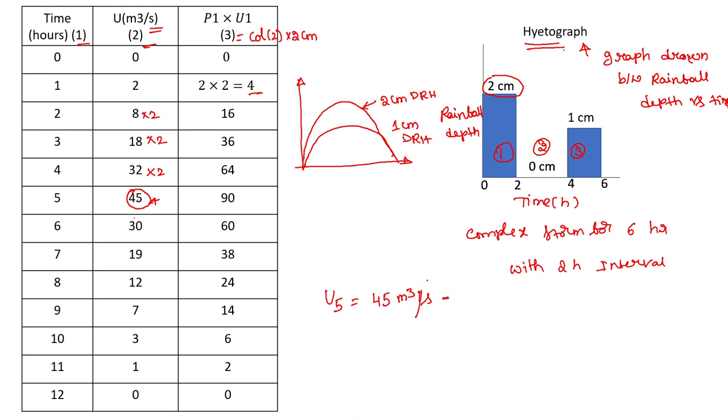Then this 45 is one. So what they mention, for 2 hours this unit intensity is constant. So take U3. Take U3 will be 18. Next again take U1, which is 2.